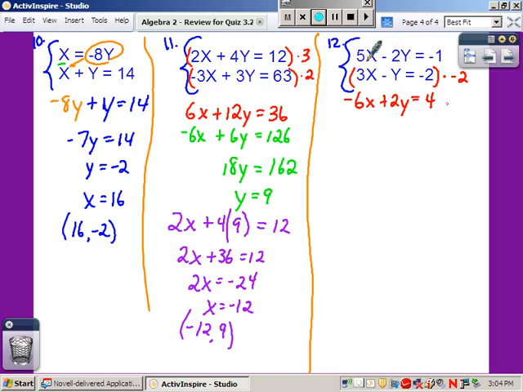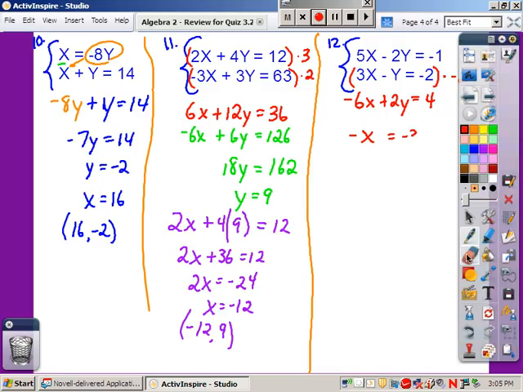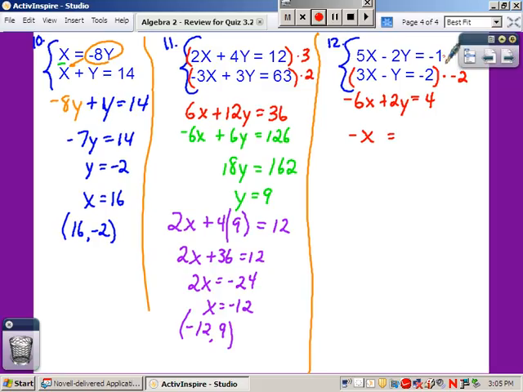So 5x and negative 6x is going to give me negative x. Negative 2, positive 2 cancel. Negative 1 and positive 4 give me 3. So if negative x is 3, then positive x must be negative 3. Last step. Let me go back up to one of these.